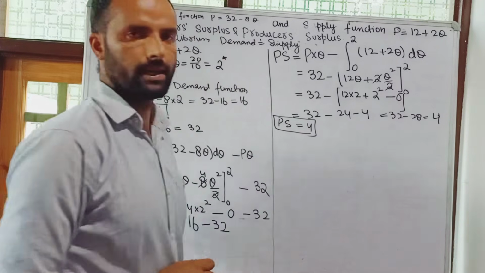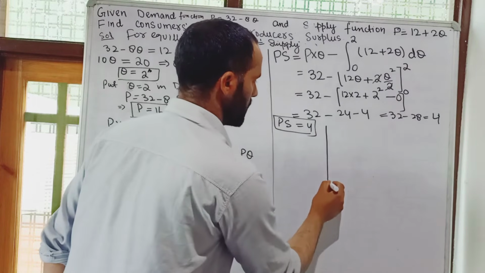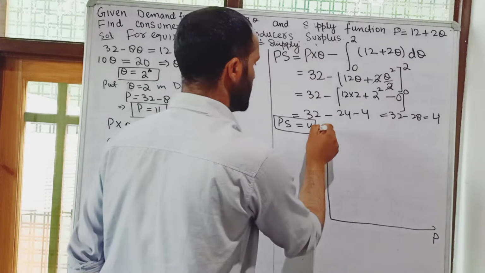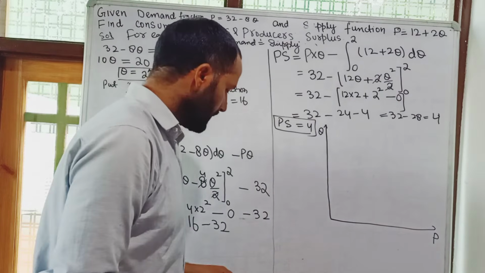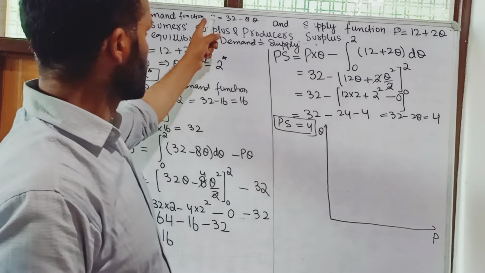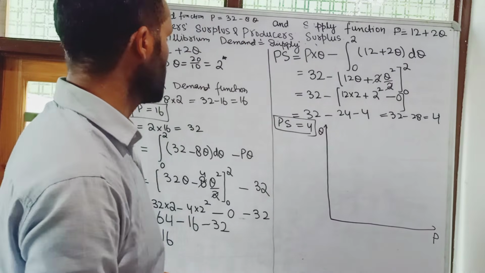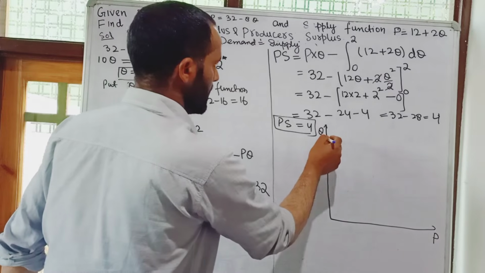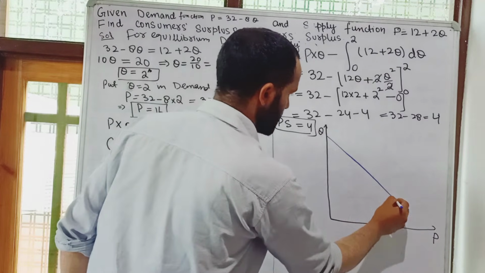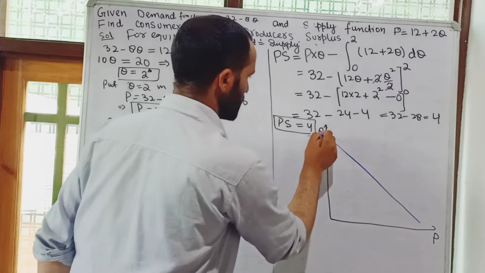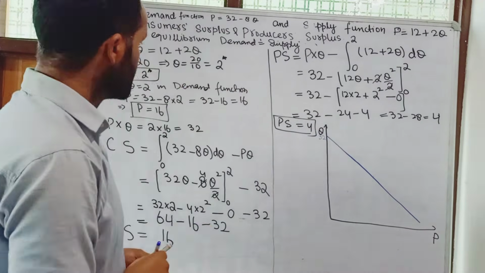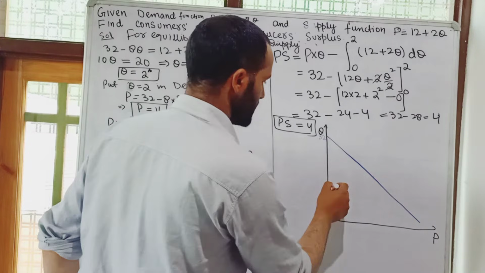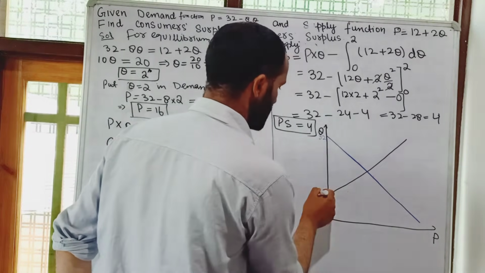Now we will see the graphical depiction. What does this mean? Now if I plot the graph, this is the price axis and this is the quantity axis. First, this is the demand function, I will plot this demand function on this. Since the intercept here is 32 and minus 8q, so let us say this is our demand function, intercept is your 32. Similarly, our supply function is 12 plus 2q, so the intercept here is 12.